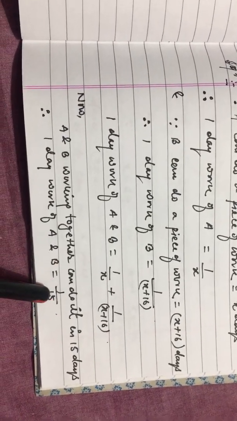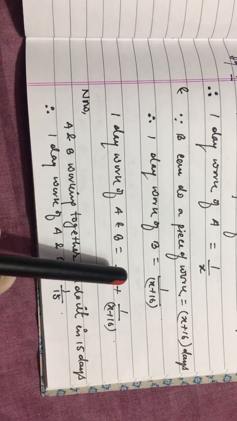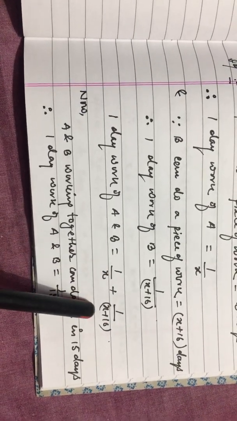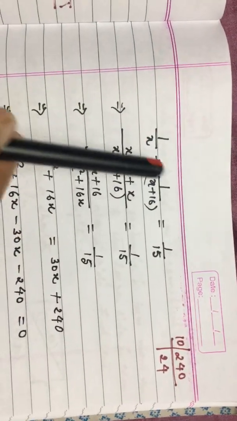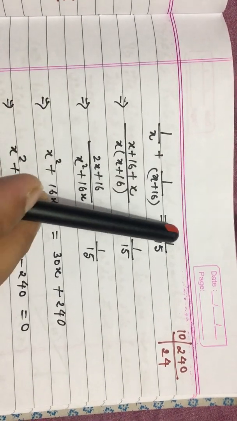So one day's work of A and B is 1 by 15, and one day's work of A and B is 1 by X plus 1 by X plus 16. So both parts we can equate. Now see here, 1 by X plus 1 by X plus 16 is equal to 1 by 15.